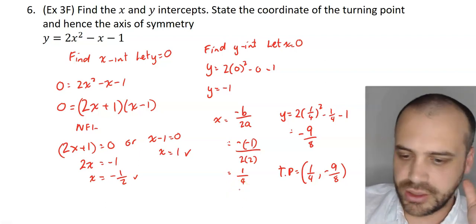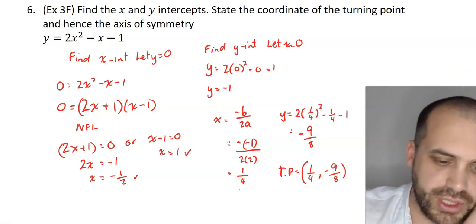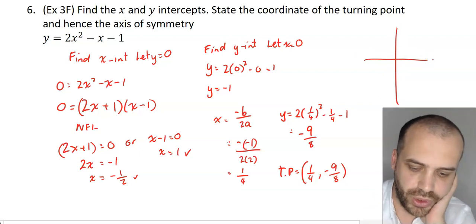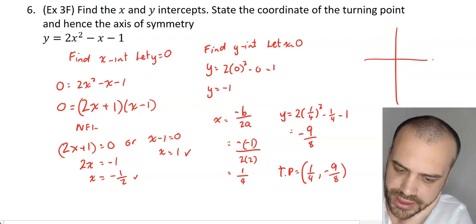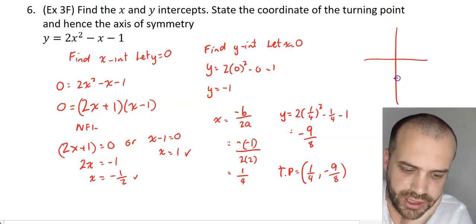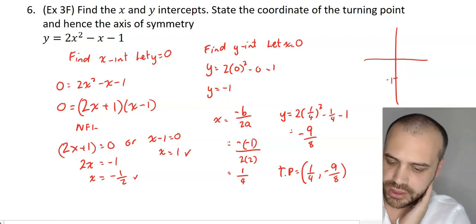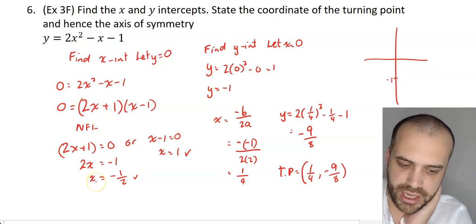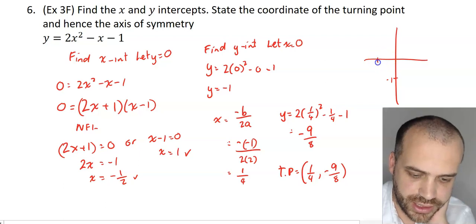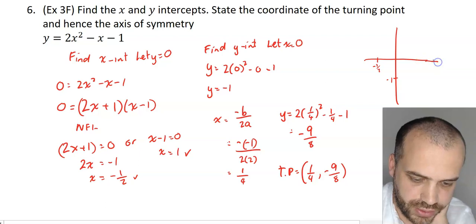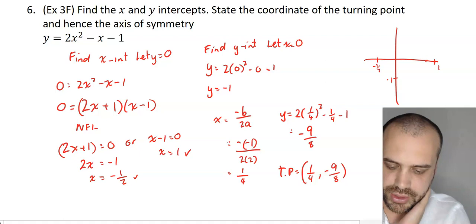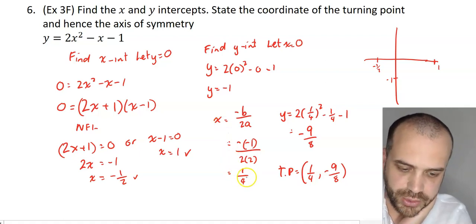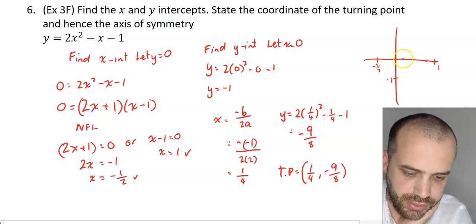Okay, finally, the question doesn't ask for it, but you could sketch this thing if you wanted to. It says that the y-coordinate is -1. Let's say that's -1. It says that the x-coordinates are -1/2 and 1. Let's say that's -1/2. And double that would be 1. So double that over here somewhere, 1. The turning point is at x equals 1/4, which means that it must be about there, 1/4.